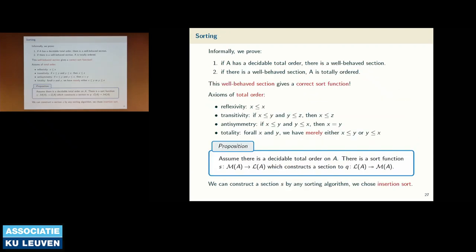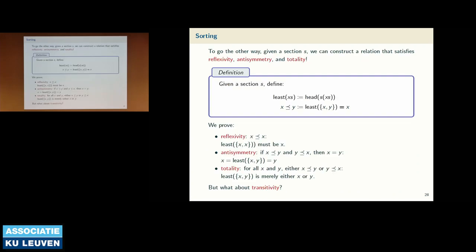So what we proved informally was: if A has a decidable total order, there's a well-behaved section, and if there's a well-behaved section, then A would be totally ordered. The first part is very trivial to prove, because given a decidable total order, we can just do insertion sort, and this insertion sort will be our well-behaved section. This isn't surprising. What's more interesting is how we can turn a well-behaved section into a total order, so how we can construct ordering from sorting.